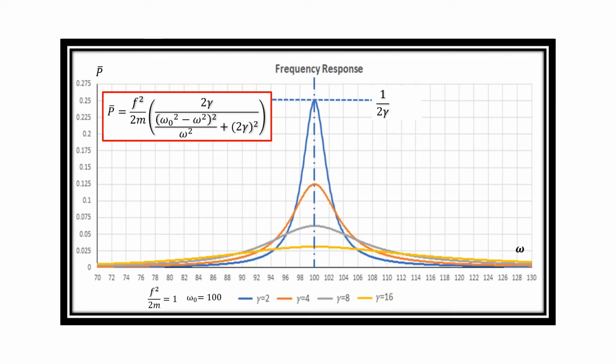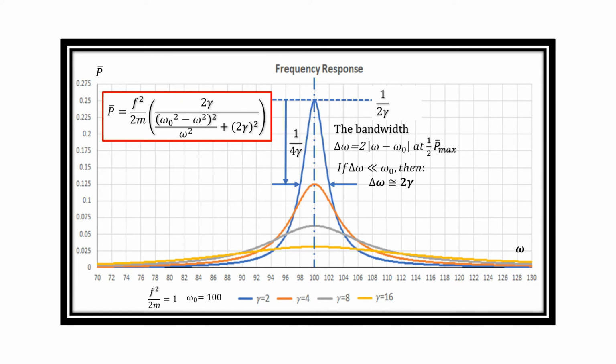And here comes a very important definition: the width of the bell at half the peak power. It's known as the bandwidth. And if the bandwidth is much smaller than the natural frequency, then it approximately equals twice the attenuation coefficient, in radians per second, of course. You do the algebra, it's not that tough.